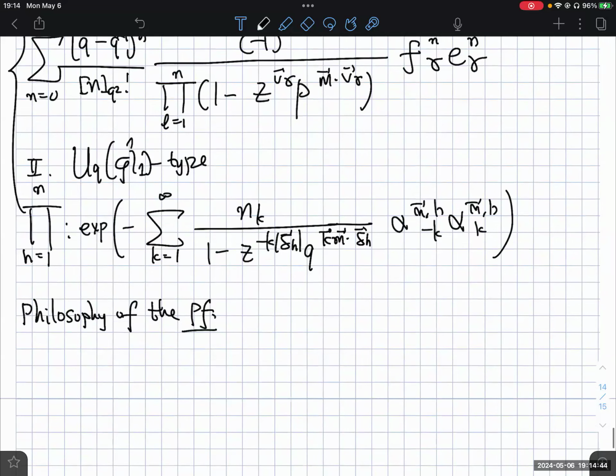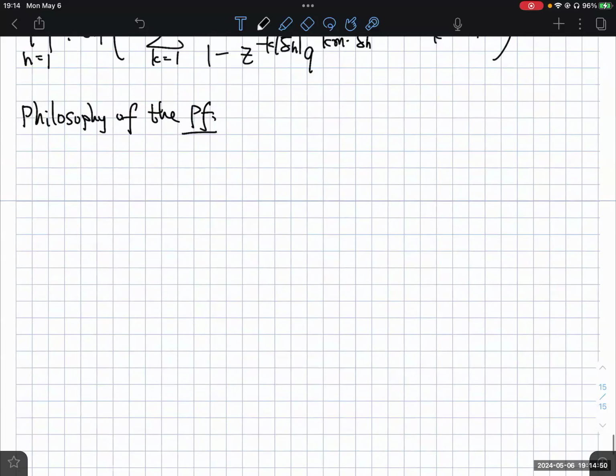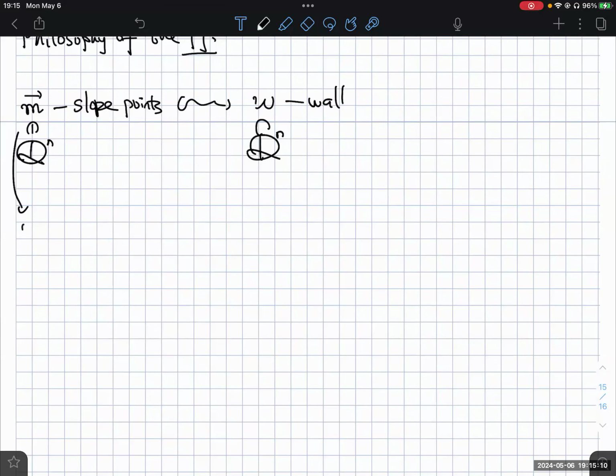So this formula just says that we have some really closed formula for expressing this quantum difference operator, but the philosophy behind this formula is the following. How to interpret the slope points with the wall. Each of the slope points, each of the Bn, the slope algebra, you can think about it as equal to the wall algebra.